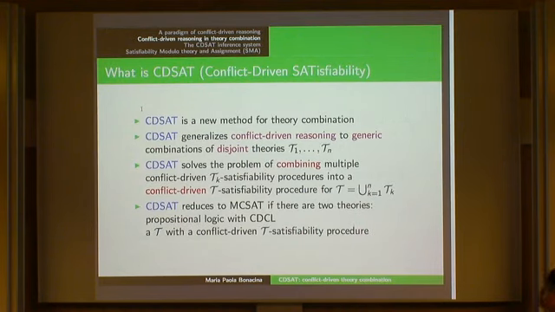CDSAT is a new method for theory combination. It generalizes conflict-driven reasoning to combinations of disjoint theories, so it has the same disjointness requirement as Nelson-Oppen. And it solves the problem of combining several conflict-driven procedures for theories T1, ..., Tn to get one conflict-driven procedure for the combination of the theories. Also, CDSAT reduces to MCSAT as a special case when there are only two theories, one propositional logic with CDCL as a solver, and another theory T with a conflict-driven satisfiability procedure.